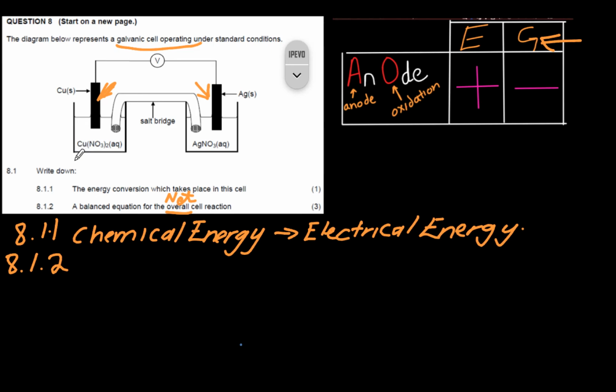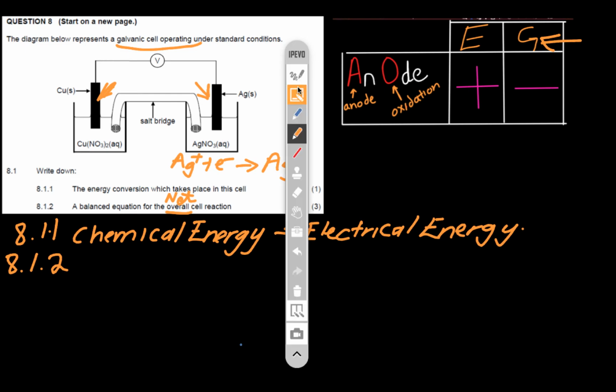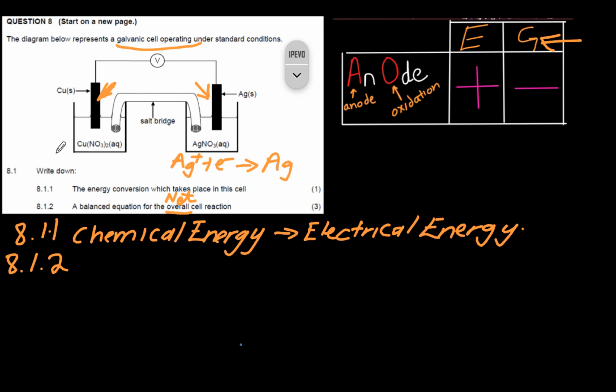Like we said, silver is going to undergo reduction. Take note, here, this arrow is supposed to be a single arrow. You don't put double arrows because that would mean that you're saying silver is undergoing a reversible reaction here, which is not the case. It's only undergoing a reduction. And the same here for copper. Copper is undergoing oxidation. Now that we know the half reactions that are taking place in both half cells, we can formulate our net or overall reaction by simply adding the two equations.